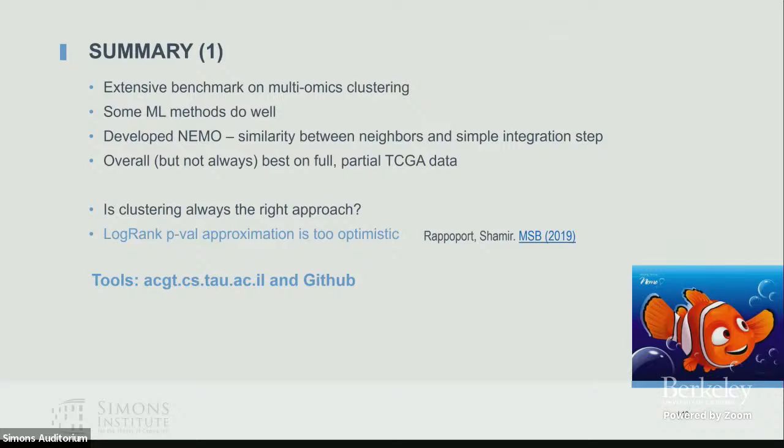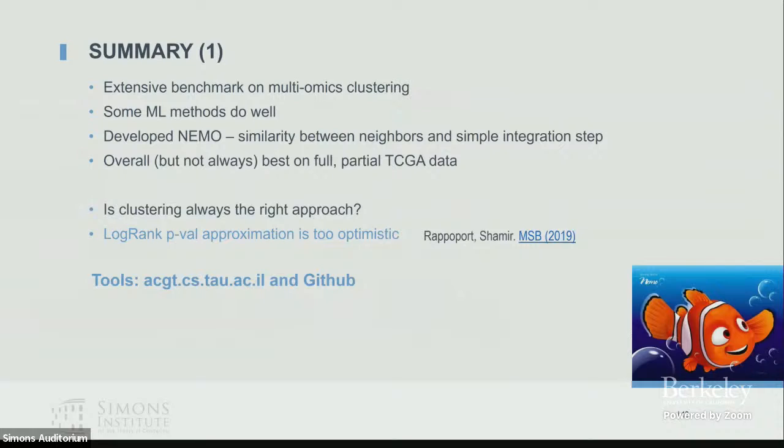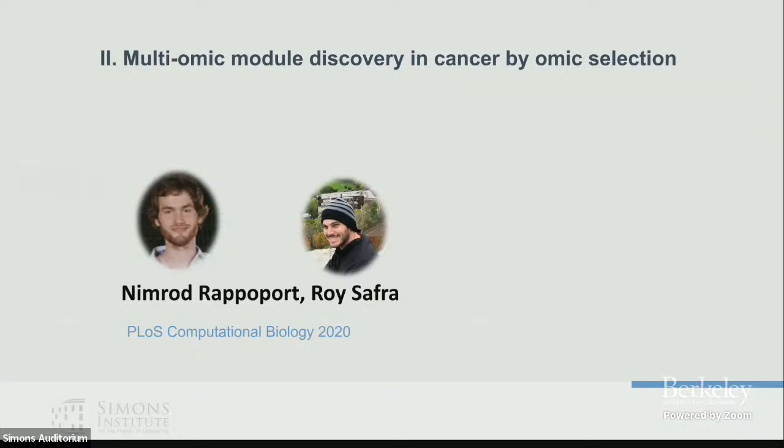One thing that we found out in the process is that the log rank test, which is broadly used, uses the asymptotic approximation of the chi-square, and on the type of data sets that we have here, a few hundred samples, the results of these approximations are too optimistic. So we actually developed and implemented a method that uses a permutation-based exact test. Moving on to another approach following this study. This is joint work of Nemo and Roy from the group.